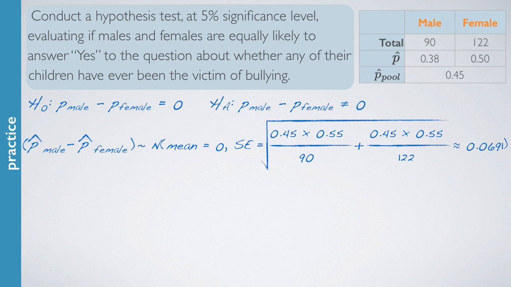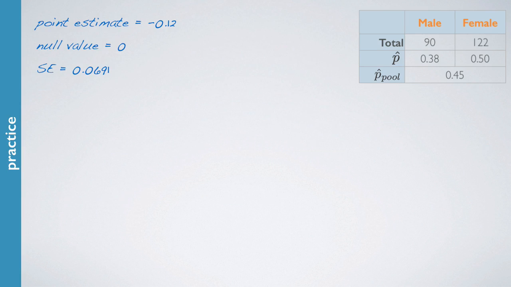That gives roughly 0.0691. Our point estimate in this case is the difference between the two sample proportions, so that's proportion of males minus proportion of females in the sample. In other words, 0.38 minus 0.50. Our point estimate is negative 0.12. So we finally have everything we need to calculate our p-value.